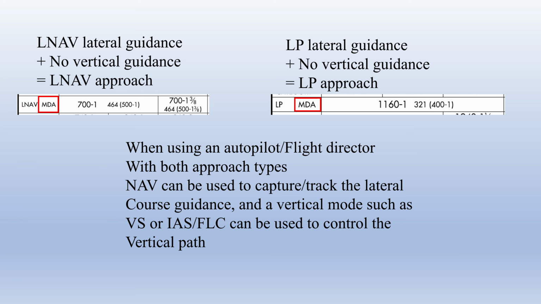And when you're using an autopilot or flight director with both of these type approaches, you can use the nav mode to capture or track the lateral course guidance. But to descend on these types of approach, you're going to need to use a vertical mode such as vertical speed or IAS or flight level change to control your vertical path.